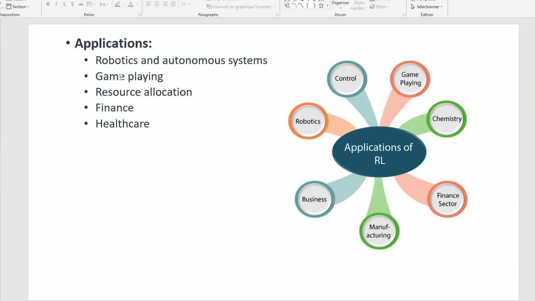Just give you an example of game and then we can look. For game playing, I know there is AlphaGo, a system that was implemented by DeepMind, I think, that was able to beat a master in the Go game. Okay, that's good. We also have many other examples, like resource allocation.